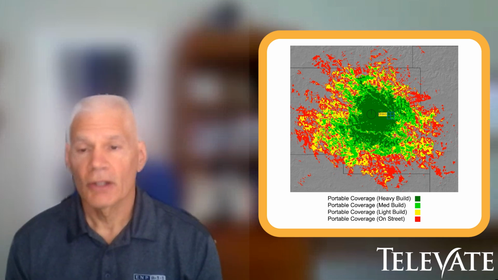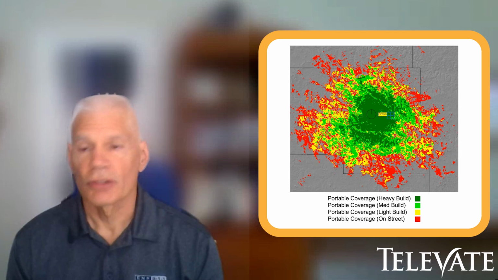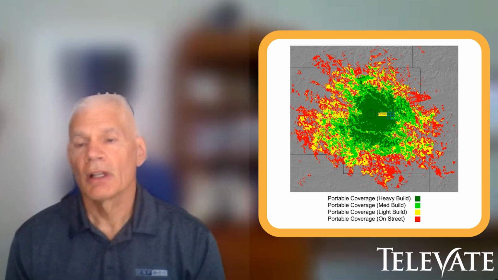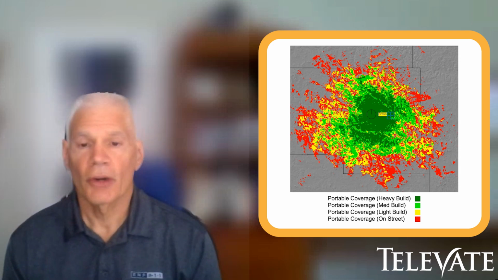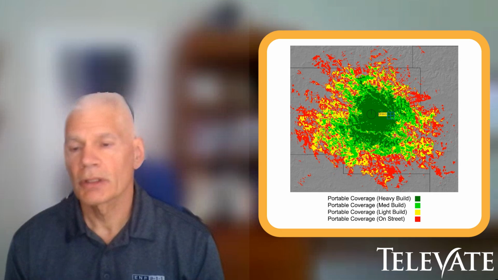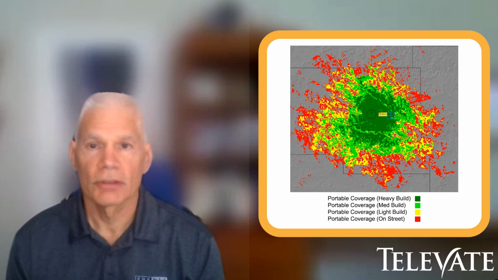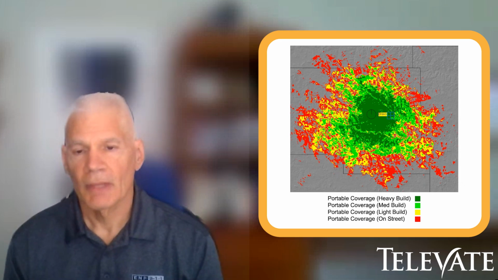And then the yellow would be more of a light building penetration. You can see that's broader. And of course, the broadest of all of these is the red coverage area, and that's shown for no in-building penetration margin. So equivalent to having the radio outdoor in the street.